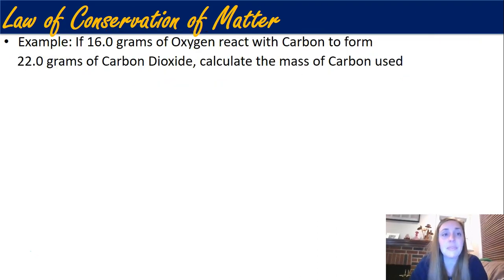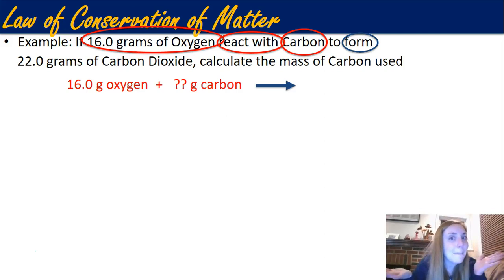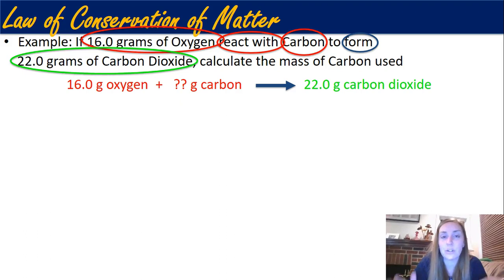Let's do another one. If 16.0 grams of oxygen react with carbon to form 22 grams of carbon dioxide, calculate the mass of carbon used. Okay, so again, to form, there's our yield sign. So I've got 16 grams of oxygen, that's a reactant, because it's the starting stuff, reacting with carbon. I don't know how much carbon, so I'm going to throw in some question marks there. Some mass of carbon. And then that's forming 22 grams of carbon dioxide. So there's our products.